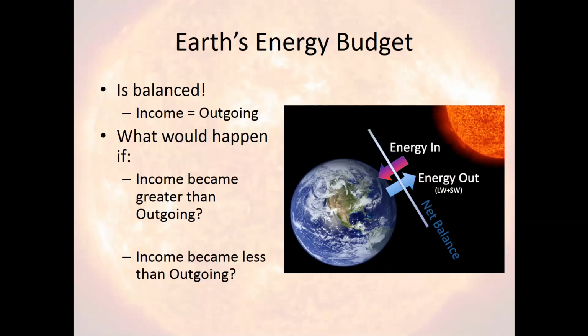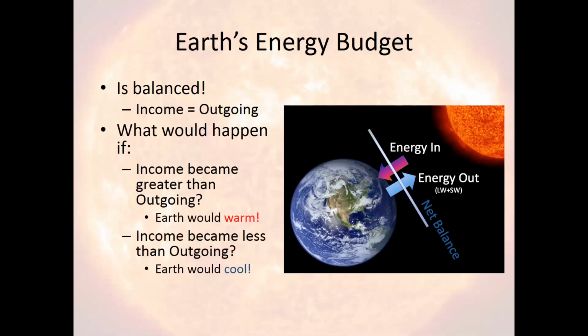Well, if your income was greater than your outgoing, that means that you're making more money than you're spending. Your bank account would increase, it would grow. On the other hand, if the amount of radiation going out was greater than the amount of radiation coming in, then your bank account would shrink. Well, what happens with Earth? If income is greater than outgoing, Earth will warm. Earth now has additional heat. It's absorbed that additional heat, therefore it has a higher temperature. On the other hand, if the income is less than what's going out, the Earth would cool.